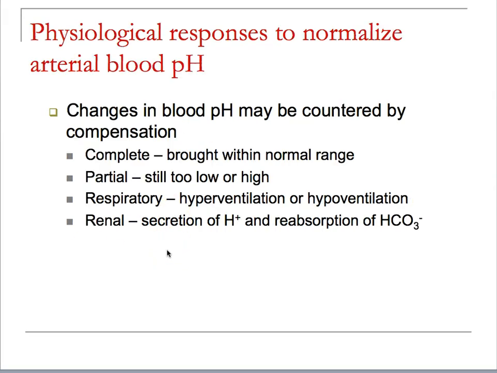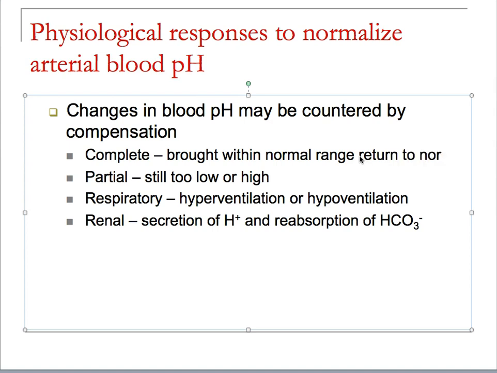You can normalize arterial blood pH. You can have a complete restoration, usually by compensating. Okay, and this would be just normal. This would be a return to normal. Parentheses there. Parentheses here.